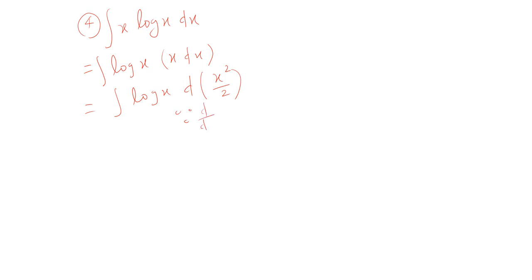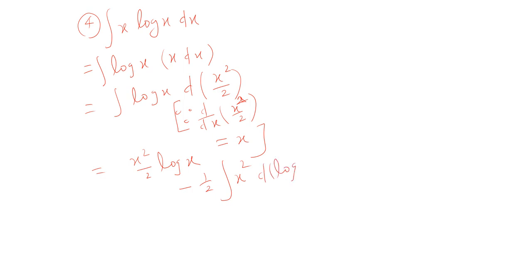Since d by dx of x square by 2, this is x square, this is power 2, will be equal to simply x cross multiply dx. Now let me apply the formula. This will become x square by 2 log x minus half into integral x square d of log x.